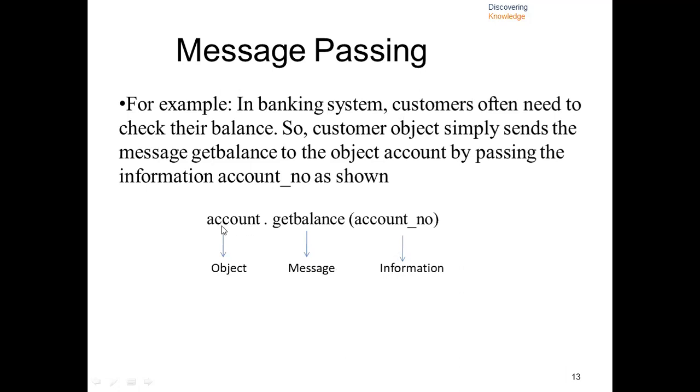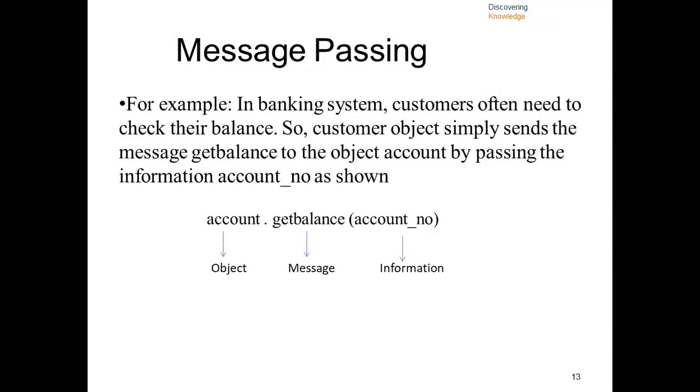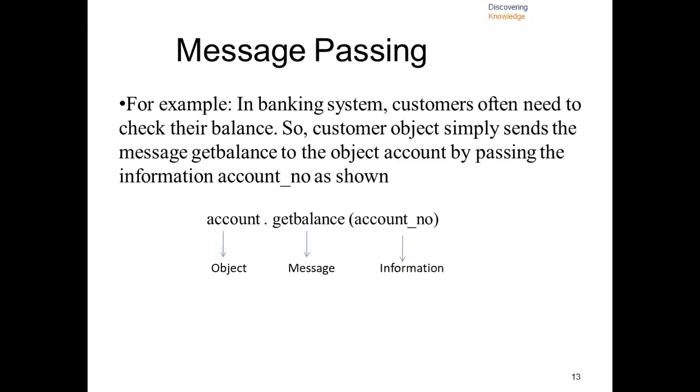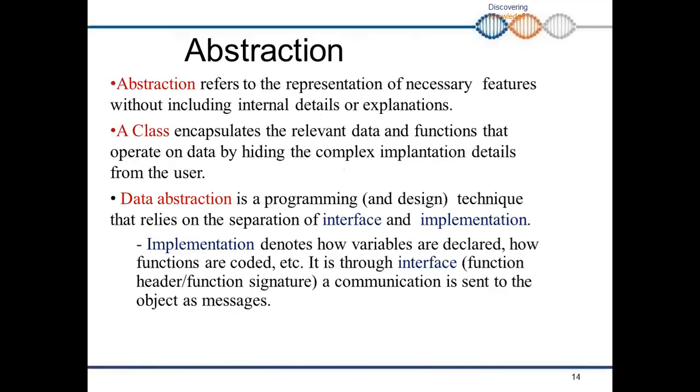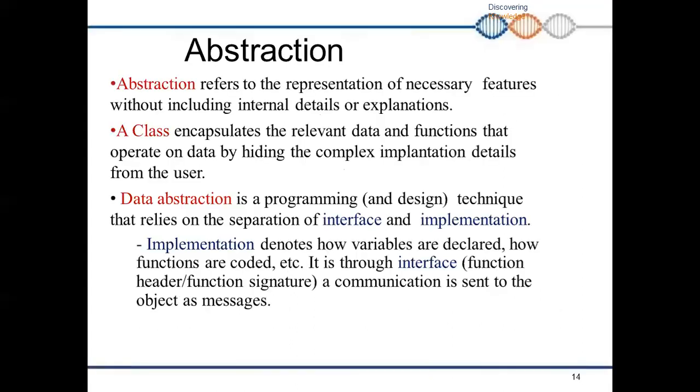So here it is object dot function name, which we discussed in the last slide. Firstly the object name, that is our account, and secondly the name of the function, that is get balance, and the information required here is the account number, so we pass the account number as a parameter. That's all about message passing. So our next topic is abstraction.